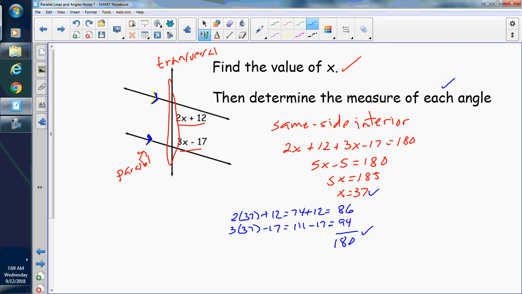Now before you go, go back to the screen that said same side interior in your notes and put a star on both ends of that statement, and you'll receive some extra credit when I see that.